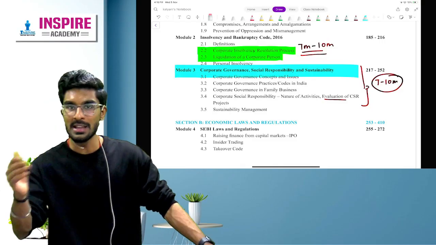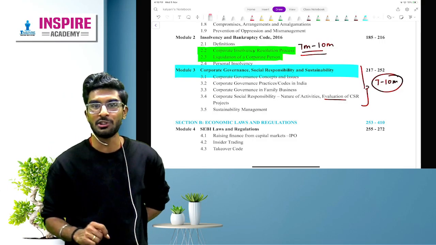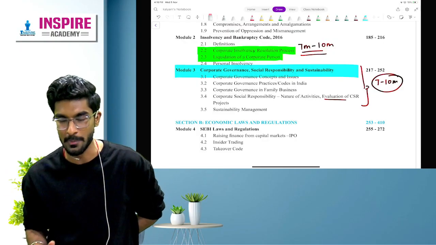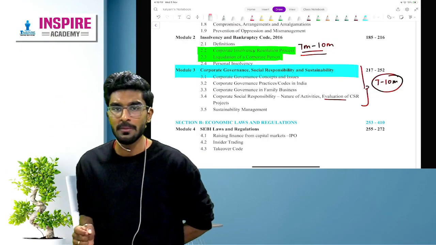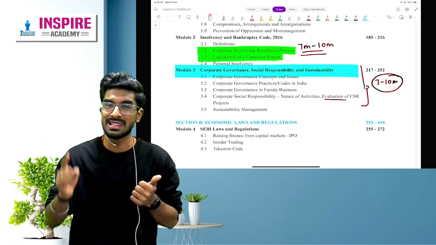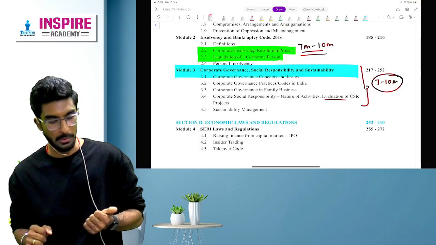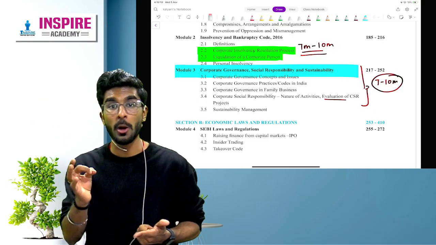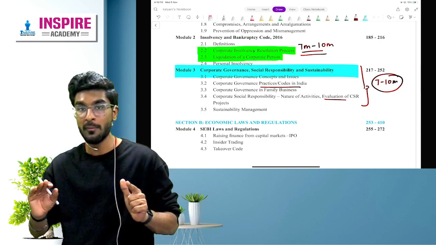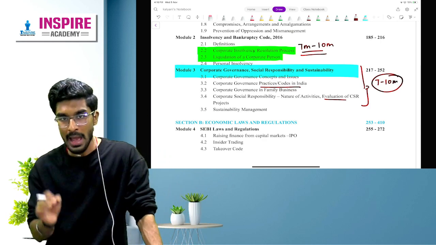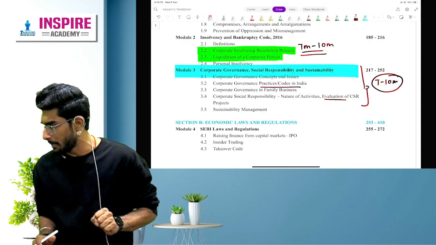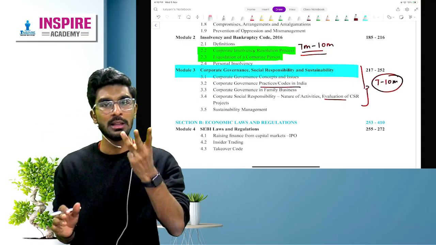So people, in our last lecture we had begun with this chapter called corporate governance, which is going to come for how many marks? 7 to 10 marks in your exam. In the last lecture we had finished 3 subchapters. Number 1 is corporate governance, concept and issues, a pure theory subchapter. Number 2 is corporate governance, practices and codes in India, which is completely the practical aspect. And number 3 is family business. So among 5 subchapters we had already finished 3.